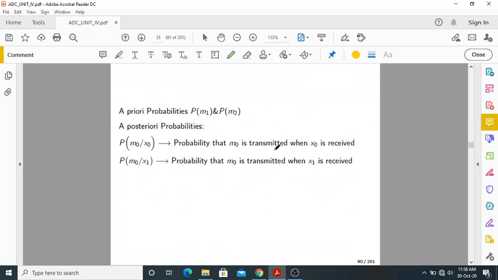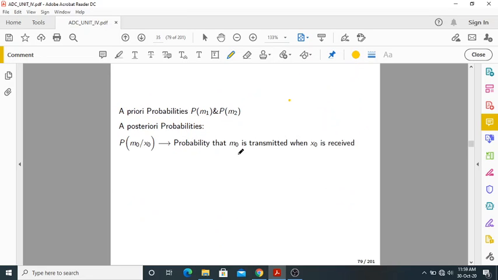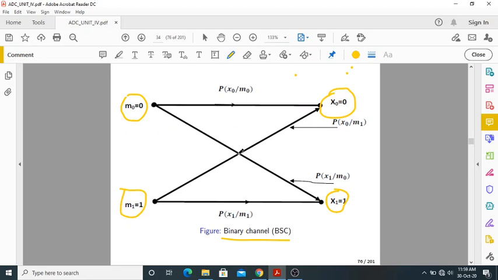Okay. So by this diagram, suppose I have received x0. I know this is a known quantity. I don't know what is transmitted. What do I do? I compare the two a posteriori probabilities. Suppose the probability of m0 given x0 is maximum, I say that m0 is transmitted. Otherwise, I say that m1 is transmitted. I do the same thing for x1 also. The name itself indicates the maximum a posteriori probability rule, or simply the MAP rule.